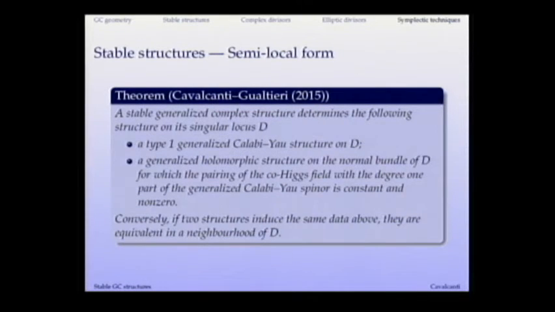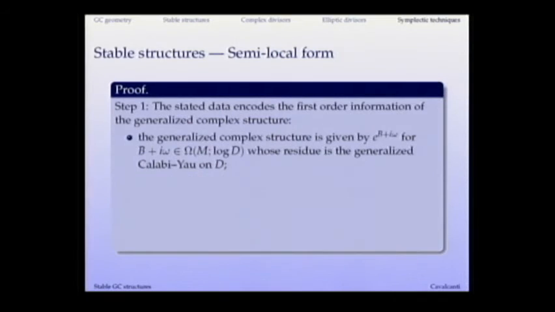I think that's enough to remember. And this is all the structure there is. So if you give me two structures that induce the same data, they have equivalent neighborhoods. This is a full neighborhood theorem, so it's answering the question, what do they look like? And now not just at points, but on the neighborhood of this interesting submanifold.